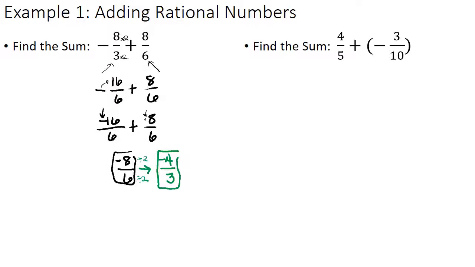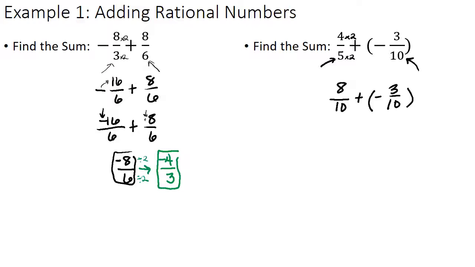Now, for finding the sum of this second problem, we're going to look at 4 over 5 plus negative 3 over 10. So again, we need to make sure our denominators are the same. And so in order to make our denominators the same, we can multiply this 5 by 2 to make it 10. So then we'd have the same denominators. If we multiply the bottom by 2, we have to multiply the top by 2. So 4 times 2 is going to be 8, and 5 times 2 is going to be 10. And we can add that to negative 3 over 10.